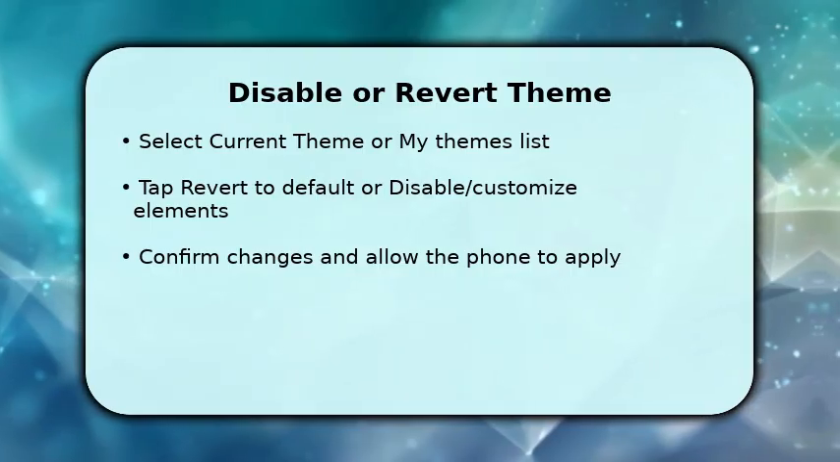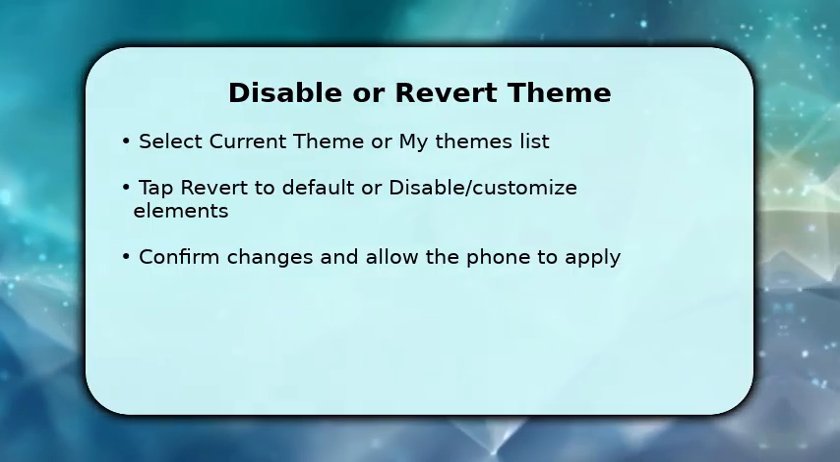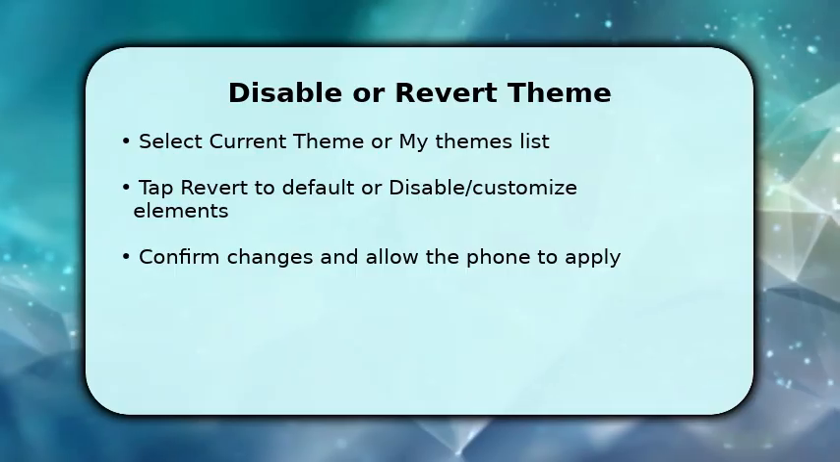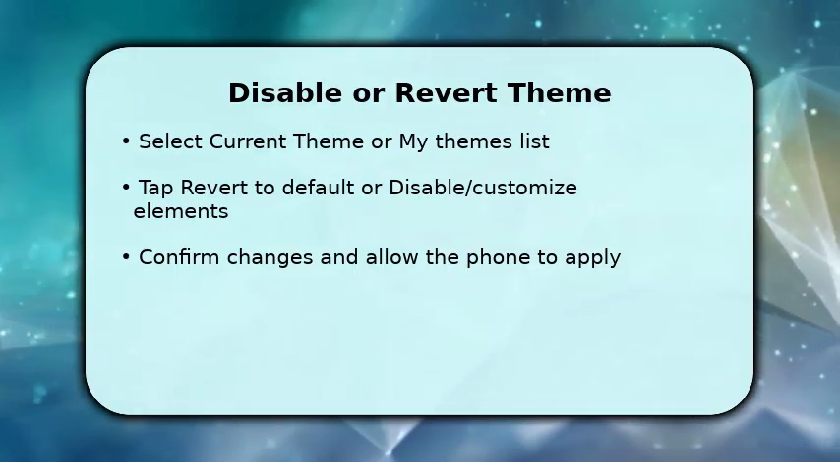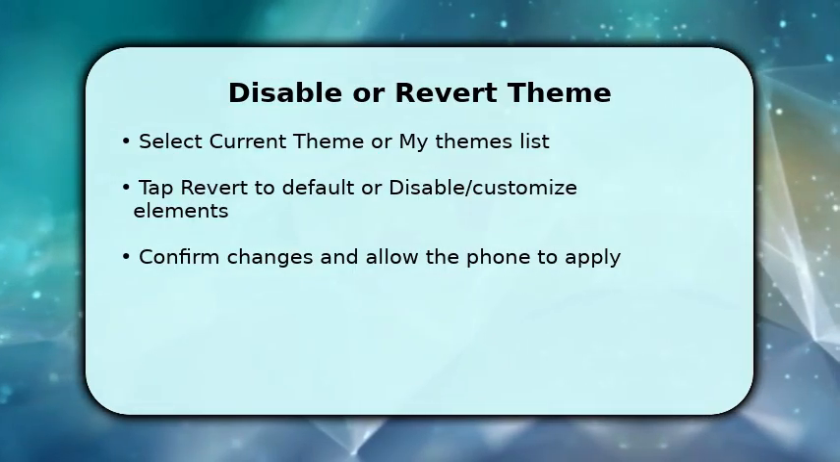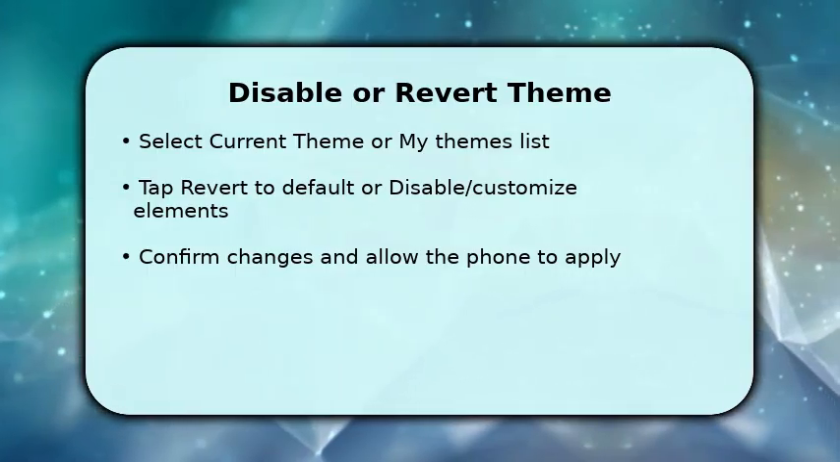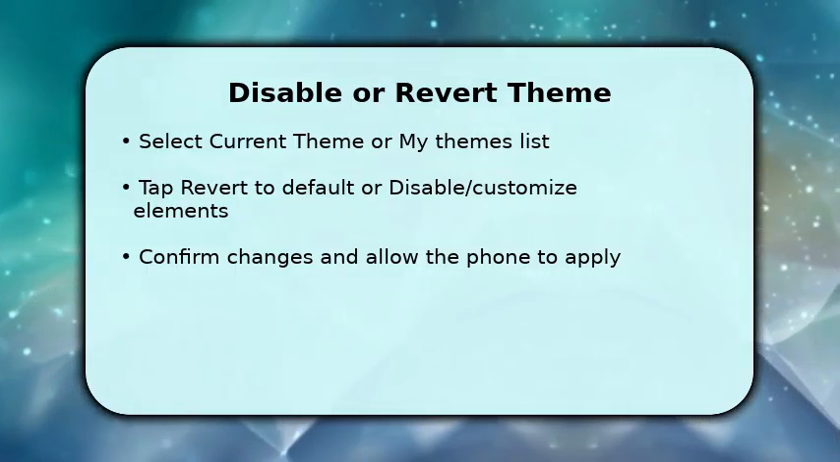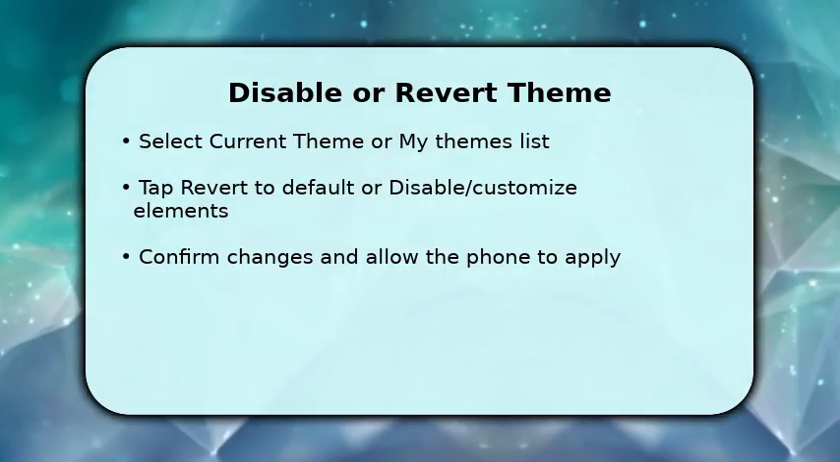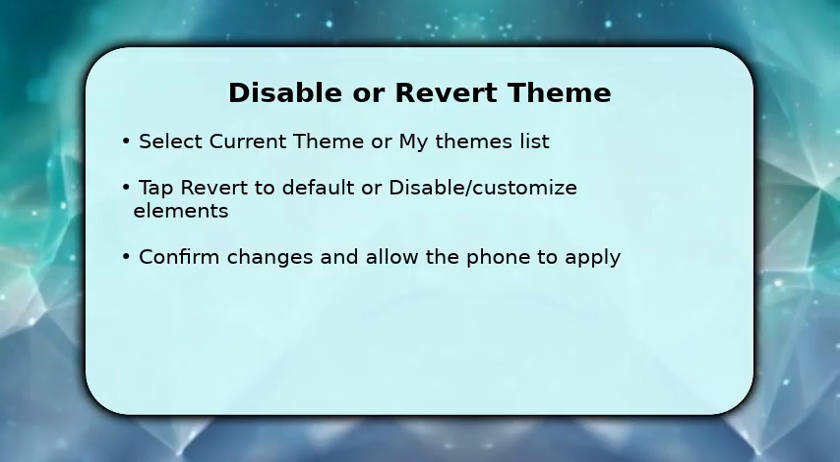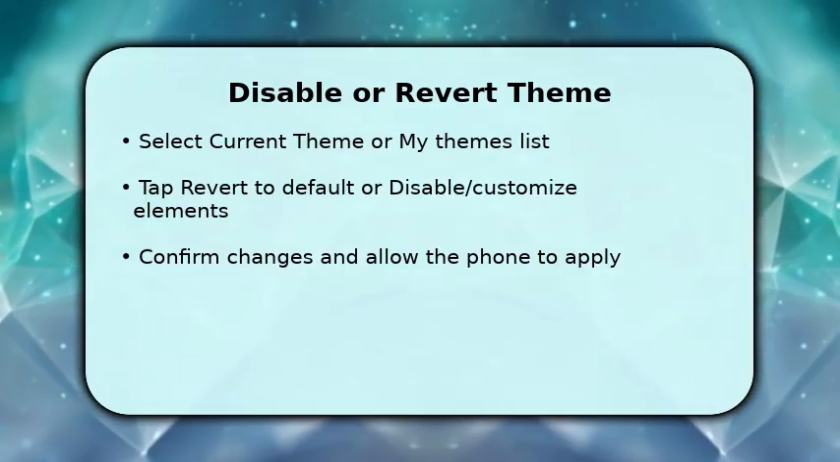This exposes the revert options. Choose Revert to Default or look for Disable on Custom Elements and tap to confirm. You may need to individually reset icon packs, wallpapers, fonts, or widgets if the theme applied them separately. Make sure to allow the phone a moment to apply each change. Relaunching the launcher or rebooting speeds up the process if elements remain stuck.